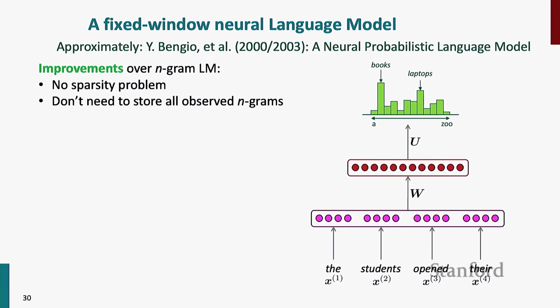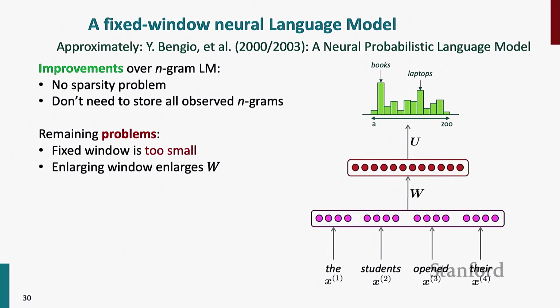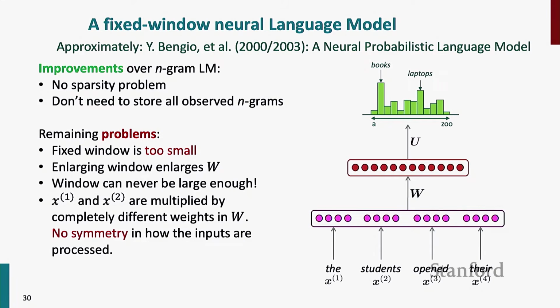It got rid of the sparsity problem. It got rid of the storage costs. You no longer have to store all observed n-grams. You just have to store the parameters of your neural network. But it didn't solve all the problems that we'd like to solve. In particular, we still have this problem of the Markov assumption, that we're just using a small fixed context beforehand to predict from. And there are some disadvantages to enlarging that window. And there's no fixed window that's ever big enough.